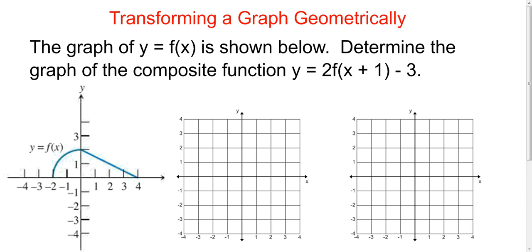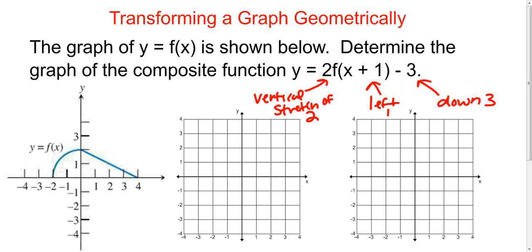We have one last one that we are going to look at, and we are going to graph this by hand and see what happens. This means that it's a vertical stretch of 2. This means that it's going to move left 1. And this means it's going to move down 3. We're going to figure out how this goes.